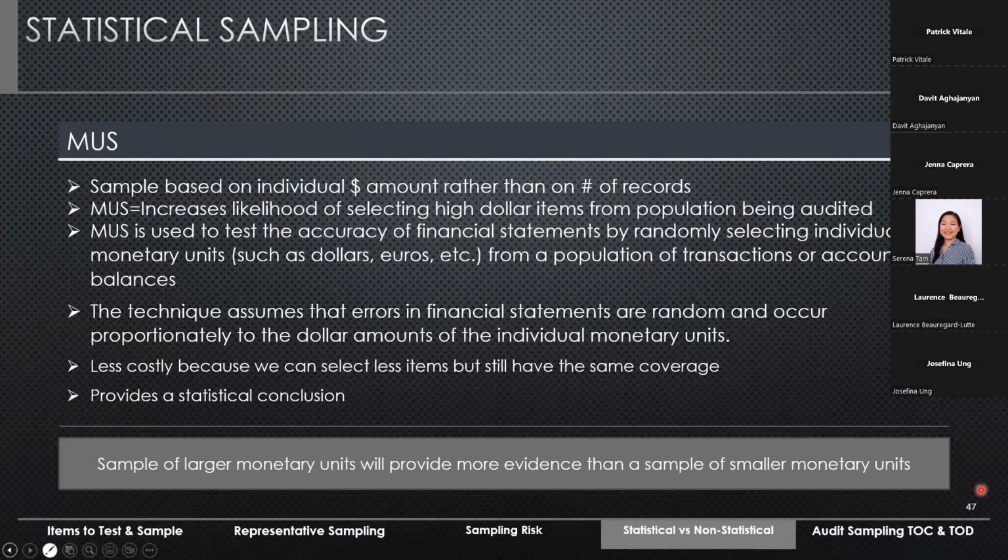So what MUS does is that it takes the weighting based on the dollar amount that you have. The key takeaway here is that a sample of larger monetary units will provide us more evidence than a sample of smaller monetary units. You'll see that if the invoice is high, it has more chances of being selected. And that's what you want, right? Because when an invoice is high in dollar amount, you want to be double checking it. Are there any questions for that?